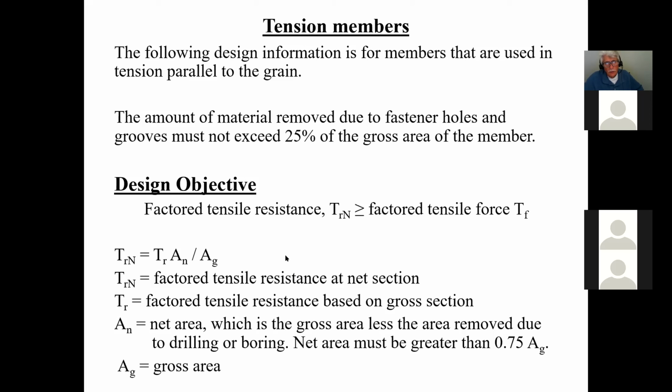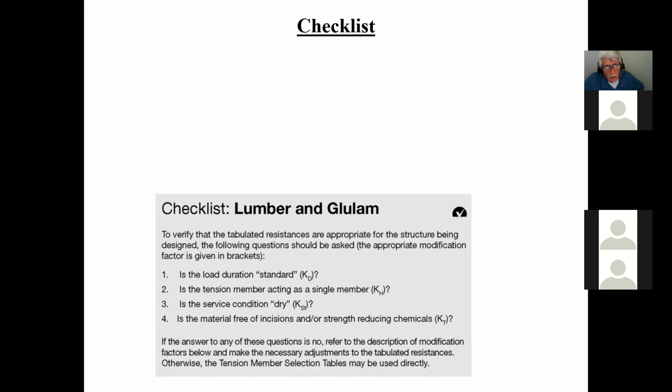Now, here's a checklist you have in order to use a table. To verify that the tabulated resistance is appropriate for the structure being designed, the following questions should be asked. Is the load duration standard? If you're building a house, the answer is yes. Is a tension member acting as a single member? If it's no, then you can modify the resistance by KH. Is the surface condition dry? Yes.